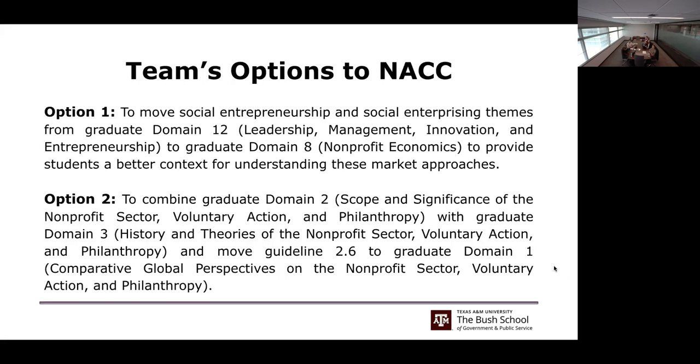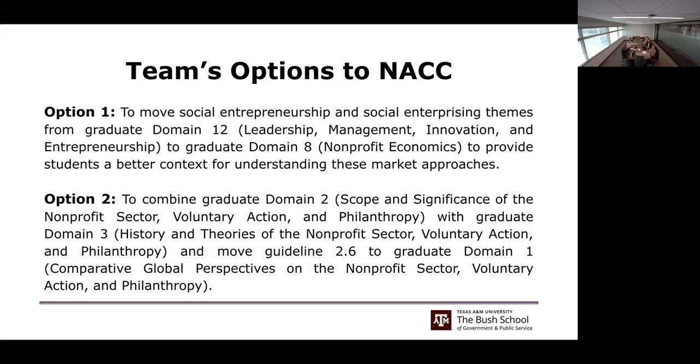Next are our options. First, to move social entrepreneurship and social enterprising themes from graduate domain 12 to graduate domain 8 to provide students a better context for understanding these market approaches. Right now, social entrepreneurship is included with domain 12, and we think that's because entrepreneurship and enterprising is often associated with leadership, which makes sense. But because these are market approaches that particularly use for-profit mechanisms, we think students benefit from learning about them in the context of nonprofit economics.